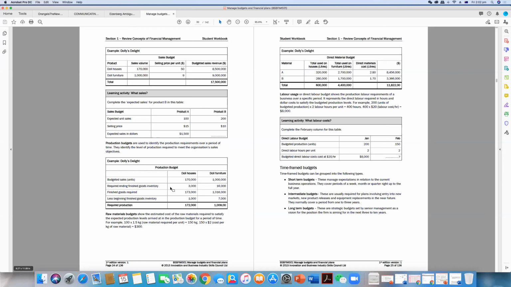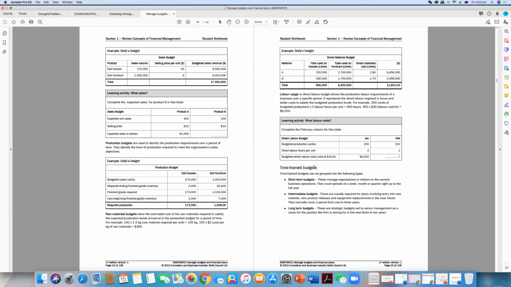It's also very easy. And similarly, labor usage. The direct labor budget shows the production labor requirement of a business over a period of time. For example, 200 units of battery production times 2 labor hours per unit, and how much is the labor hour cost, maybe $20 per hour, and then you get your labor usage budget, right?